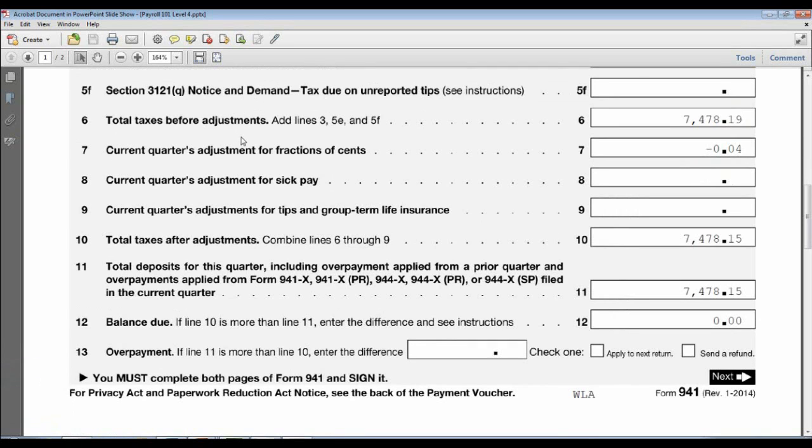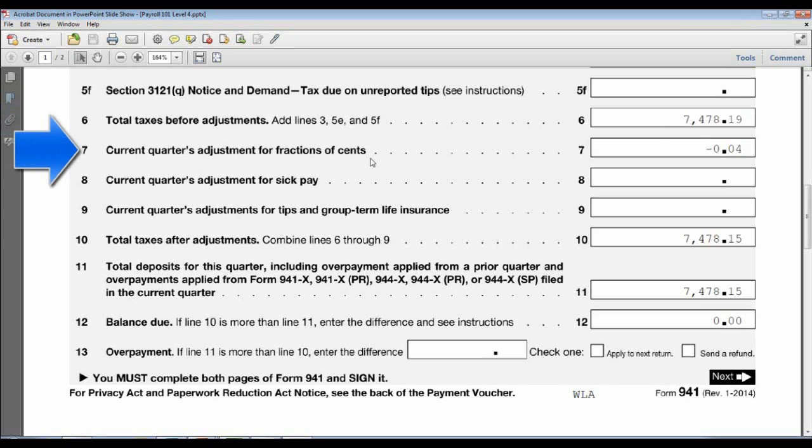Okay, let's look at line 6, total taxes before adjustments. Add amounts of line 3, 5E, and 5F. For our fictional entity, that was $5,366.91 plus $2,111.28, which equals $7,478.19.